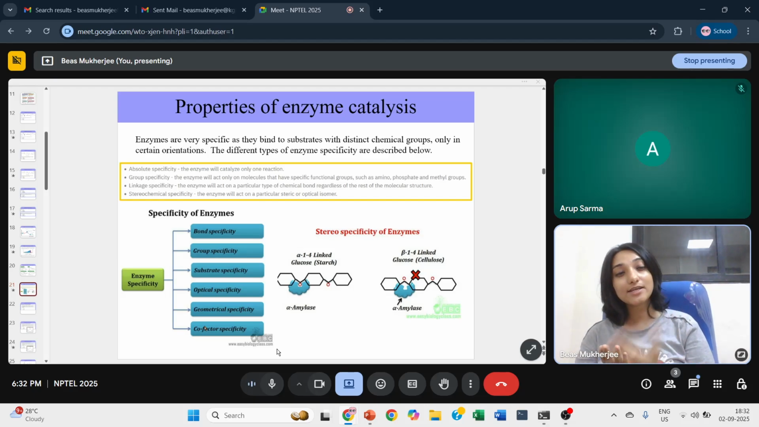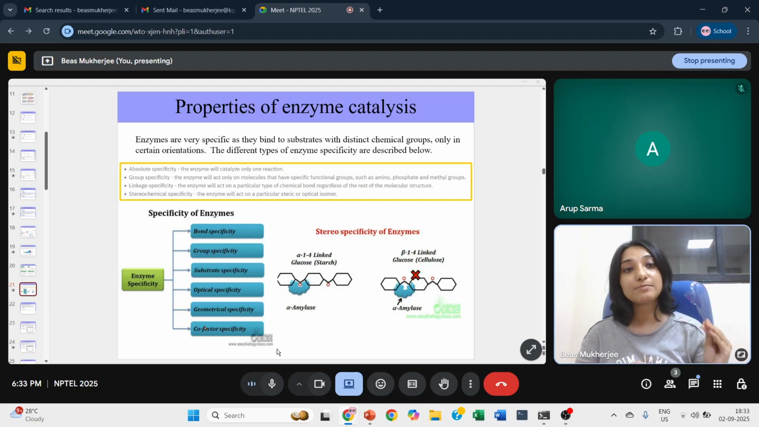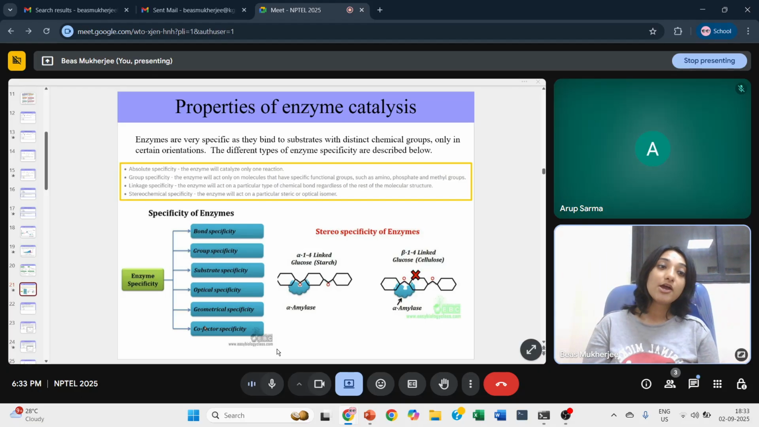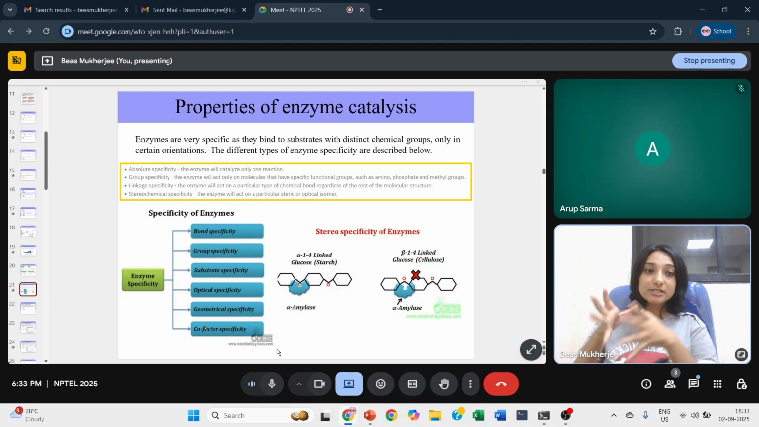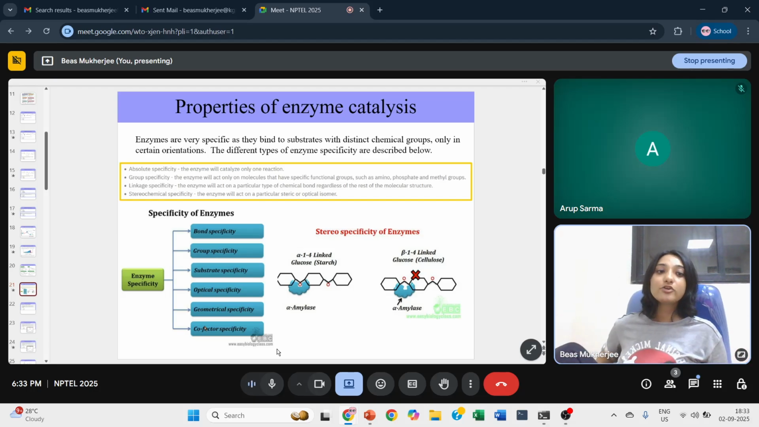Now enzyme catalysis. Enzymes are extremely specific. They are so specific, you will be surprised. We'll talk about that right now. Enzymes are very specific as they bind to substrates with distinct chemical groups only in certain orientations. Enzymes can even identify whether a particular atom is present in the cis conformation or trans conformation of a particular bond. Now not all enzymes are that specific. Some enzymes can act on substrates of a particular group also. So we'll talk about that.